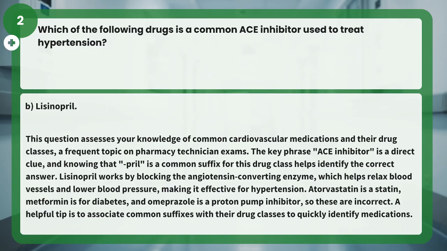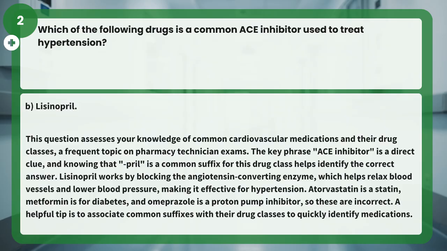Answer: B. Lisinopril. This question assesses your knowledge of common cardiovascular medications and their drug classes, a frequent topic on pharmacy technician exams. The key phrase ACE inhibitor is a direct clue, and knowing that pril is a common suffix for this drug class helps identify the correct answer.